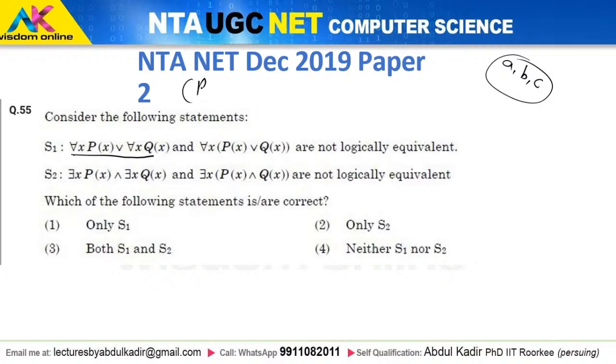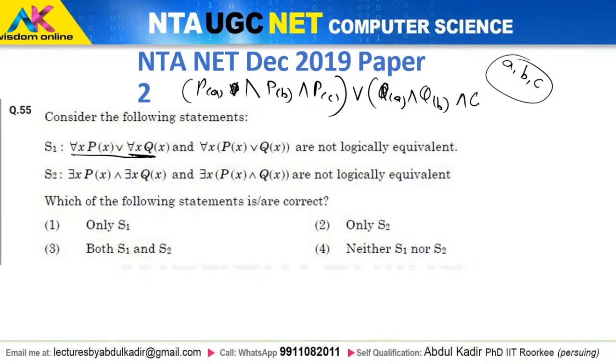I can write like this, PA or... this is for all, so it will be and. I told you that for all quantifier can be written in the form of conjunction, so it can be written like PA and PB and PC, or QA, because this is for all x Qx, which means QA and QB and QC. So this is how you can write this expression, okay.